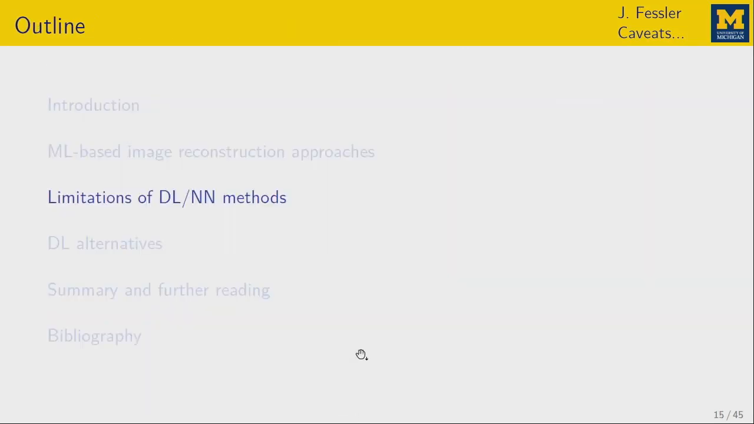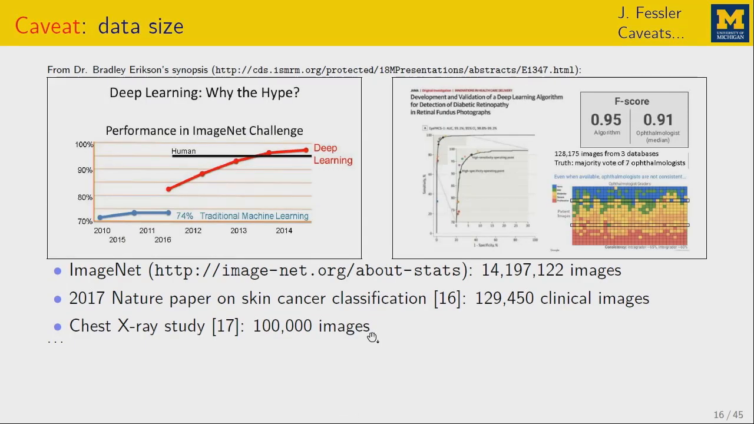All right, so now stepping away from image reconstruction, I'm going to talk about some of the limitations and challenges in machine learning and deep learning methods in particular. First thing, I've stolen two slides from the first speaker, Dr. Erickson, from his synopsis online. So here's two examples he mentioned, the ImageNet challenge and the retinal images. ImageNet currently is up to 14 million images, and as he mentioned, at the time it was trained with about 1 million images.